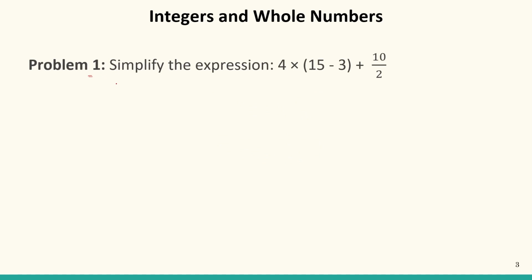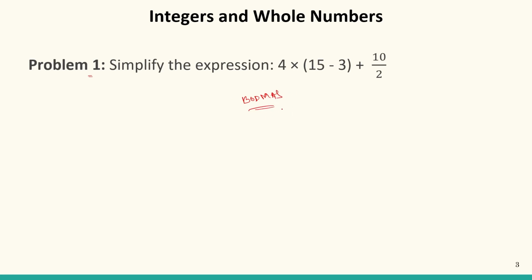It tells us to simplify the expression 4 multiplied by (15 minus 3) plus 10 by 2, okay? This is a numerical expression that we need to simplify. So how can we simplify this? We can use the BODMAS rule, okay? So let's first learn what the BODMAS rule is.